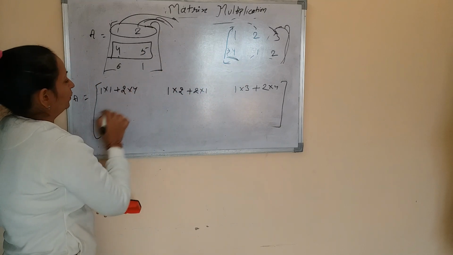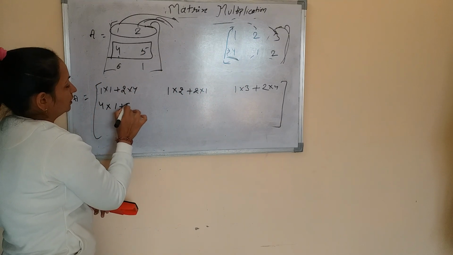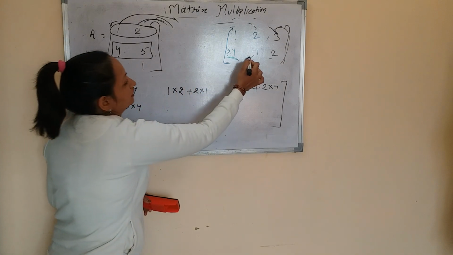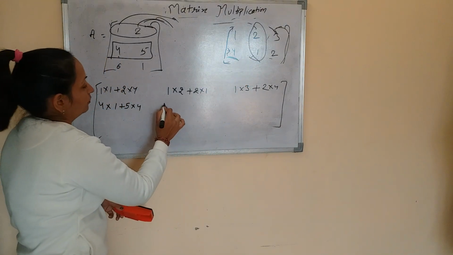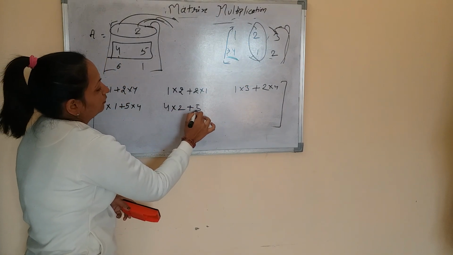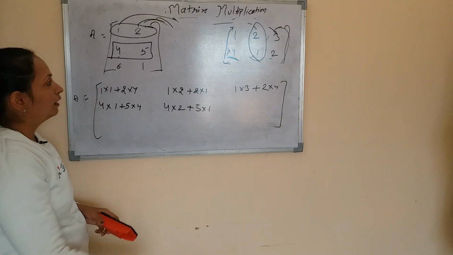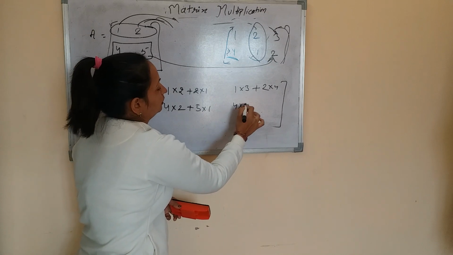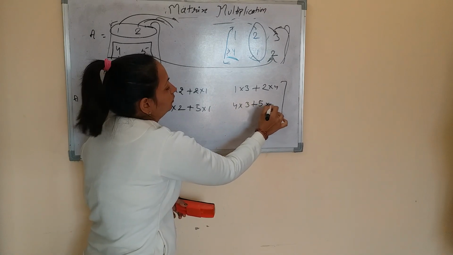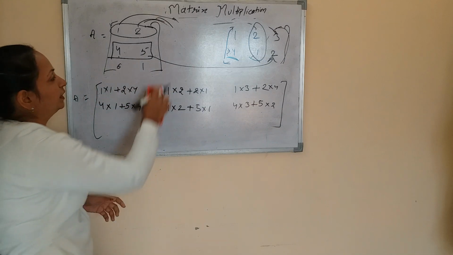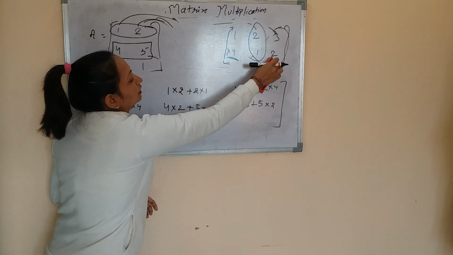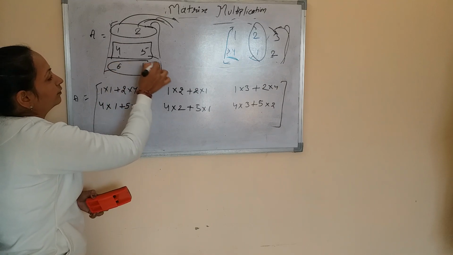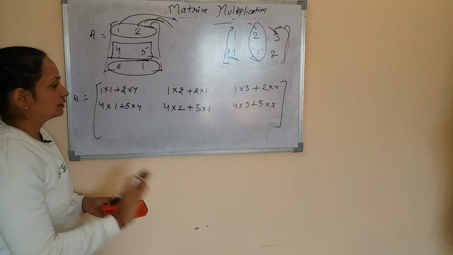So I will multiply 4 into 1 plus 5 into 4. I think you got the point now. Now for second row to second column, so 4 into 2 plus 5 into 1. Now second row to the third column, that means 4 into 3 plus 5 into 2. That will be the multiplication of the second row to all the columns. Now repeat the procedure for the third row. I think till now concepts are clear.